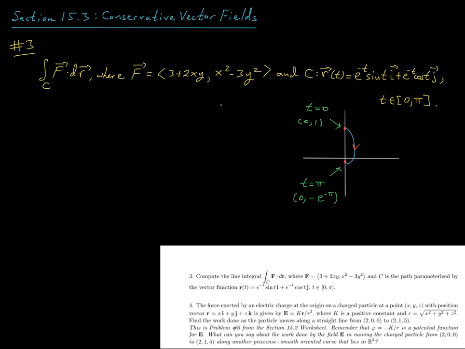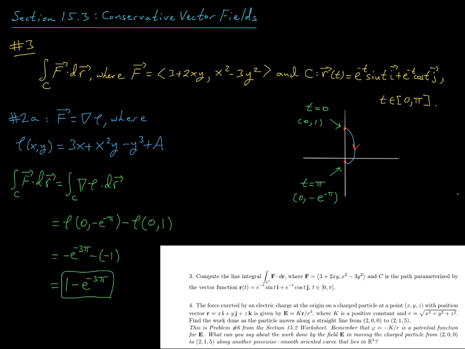All right, and the other thing to notice is that this field F is the same field from question 2, part A, and we found a potential function for that field. It was this function φ, which was 3x + x²y − y³ + a constant A.